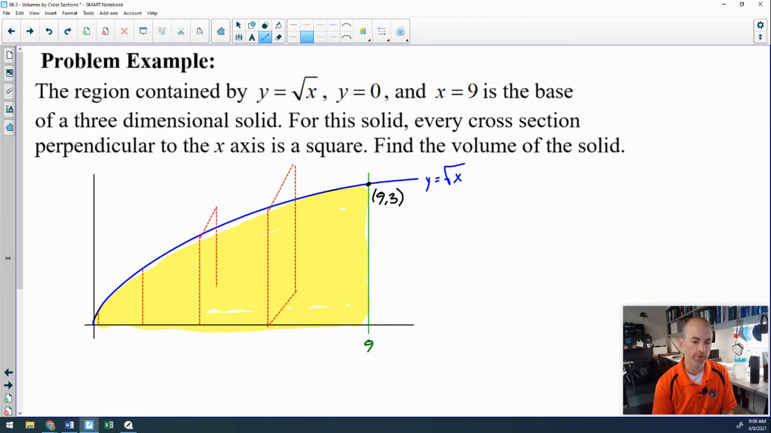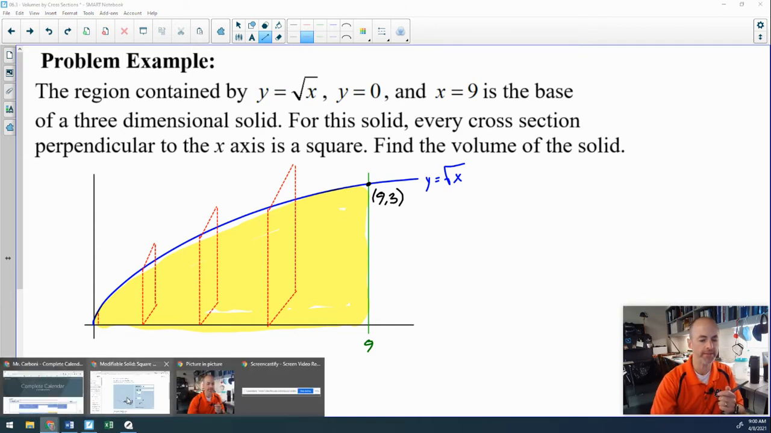The closer to the left I get, the closer to the y-axis, my squares will be smaller. And the closer I get to x equals 9, my squares will be larger. But everywhere I cut this stick of butter, I will have a square. Some people have a hard time visualizing that, and honestly, it's not that big of a deal if you cannot visualize it. The key is knowing what shape the cross-section is.